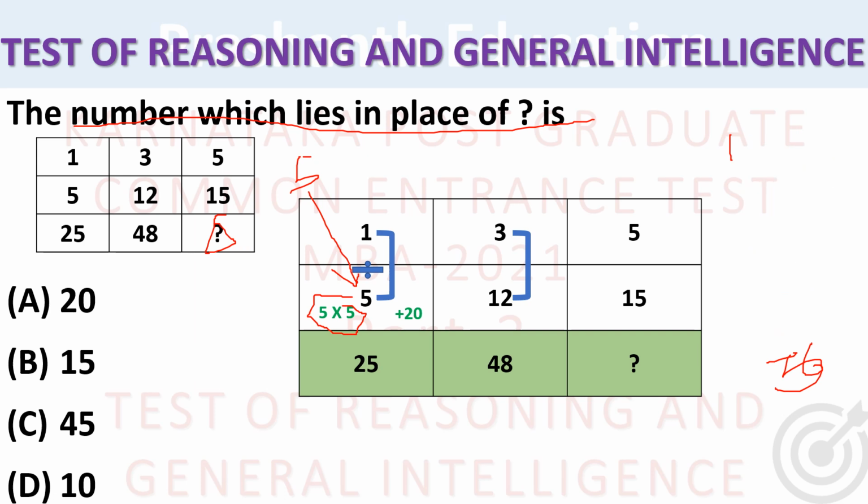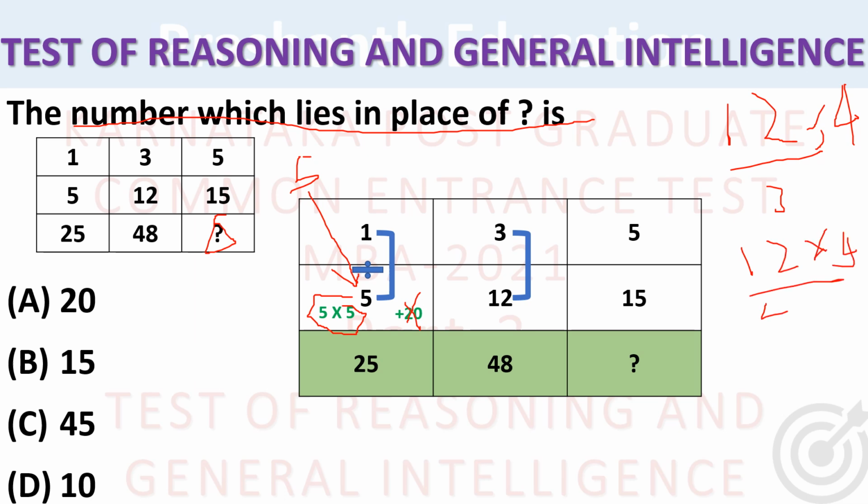Now let's divide 12 by 3. If I divide 12 by 3, 12 divided by 3 is 4. So 4 plus 20, 24. So this is not possible. The only thing, I need to multiply 12 with 4. 12 into 4 is 48. So I got the series now.